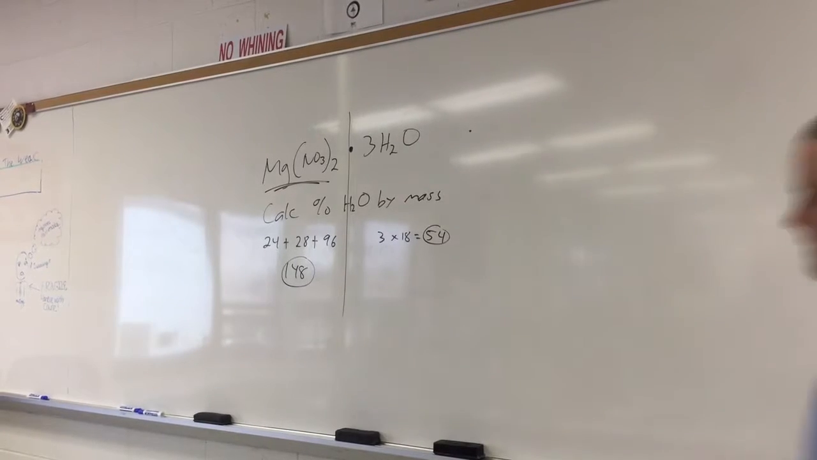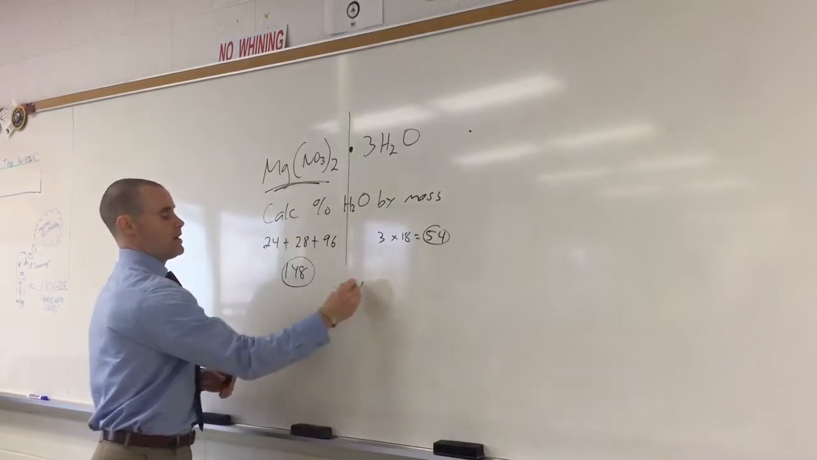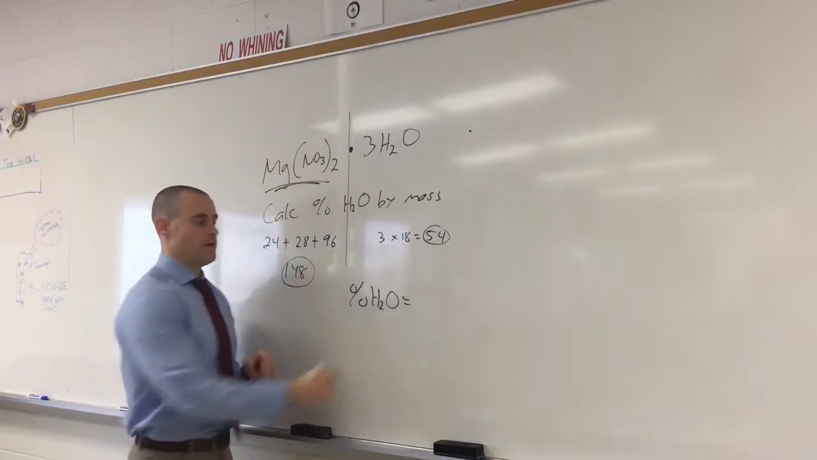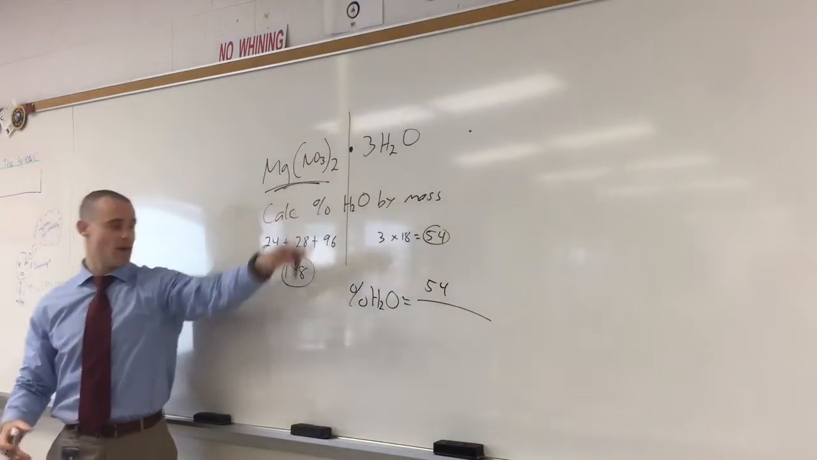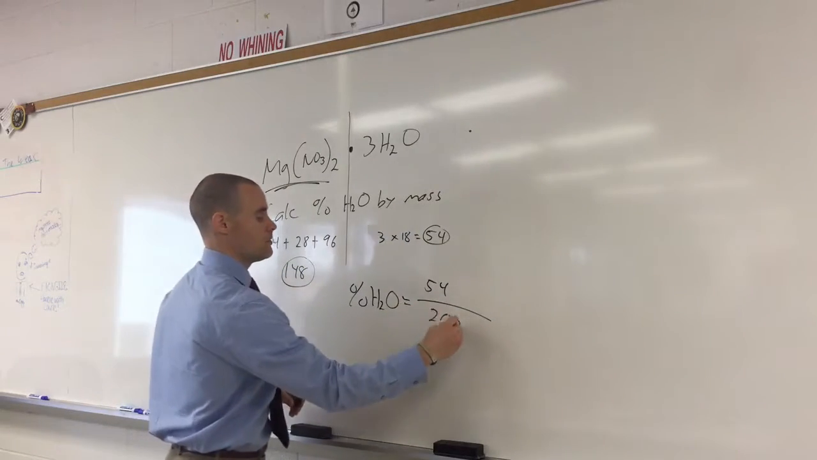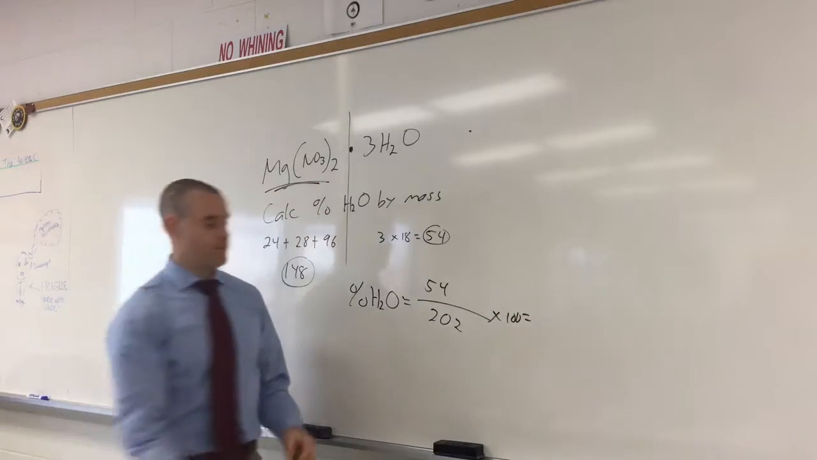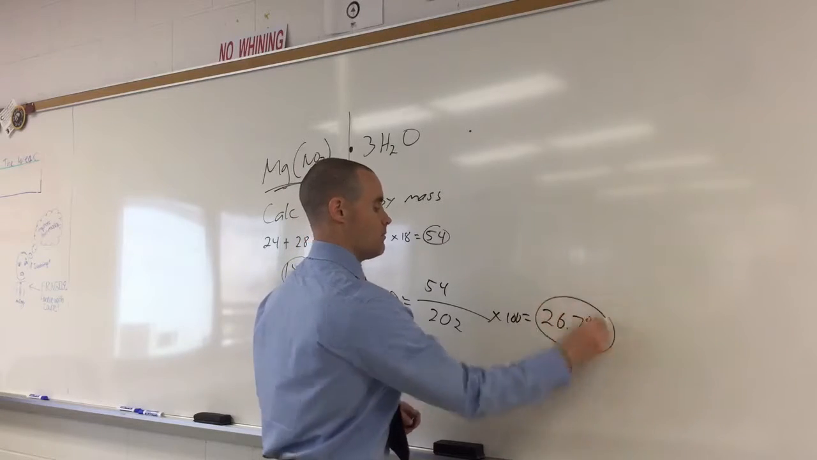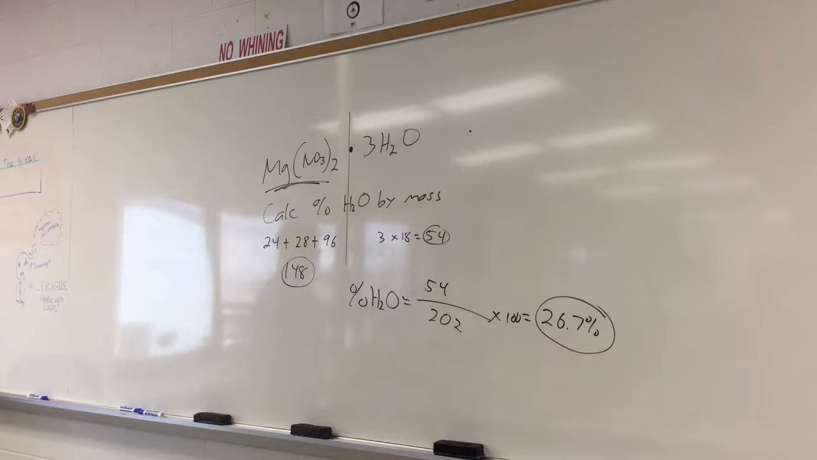All right, to get percent water, percent H2O by mass, we take just the water, 54, divided by the total mass of the whole thing. 148 plus 54, what's that? 202 times 100, and what do we get? 26.7%. There we go. And that's how we do hydrate problems.